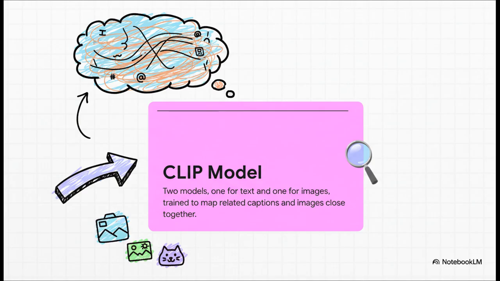One of them is an expert on text. It's read a huge chunk of the internet. The other is an expert on images. It's seen billions of them. Together, they create this shared idea map, this giant conceptual space where the text, a photo of a cat, is located right next to an actual photo of a cat.